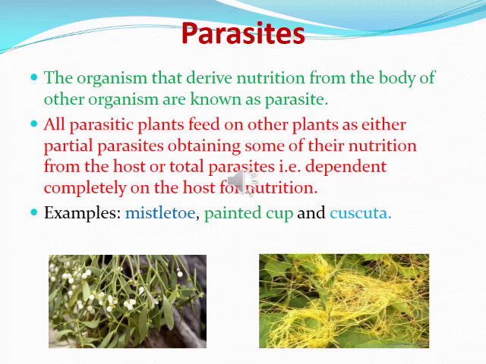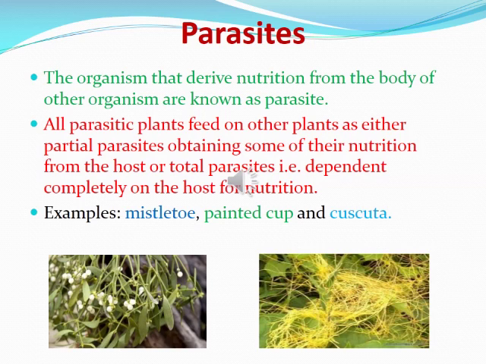Students, heterotrophs have been classified into the following categories. First is parasites. The organisms that derive nutrition from the body of other organisms are known as parasites. The organism that a parasite uses to derive its nutrition is called a host.